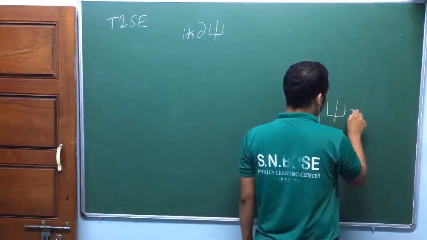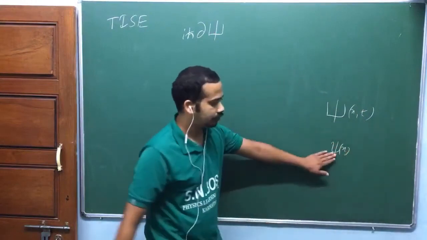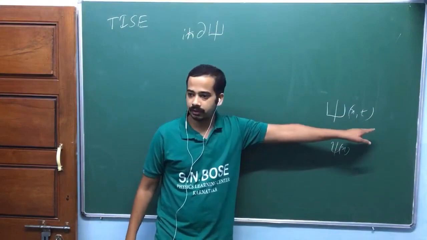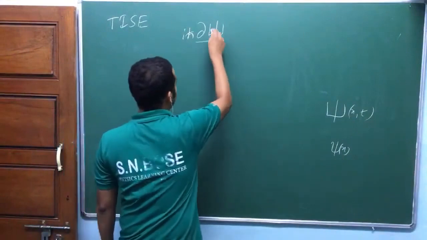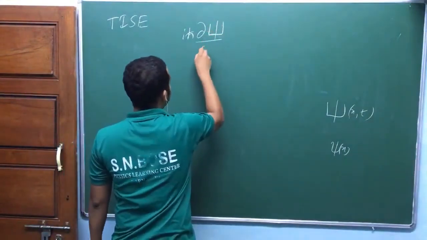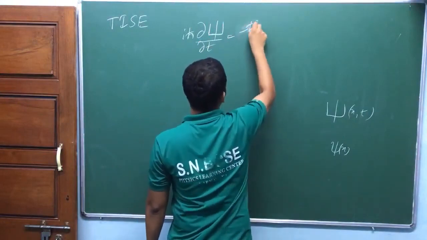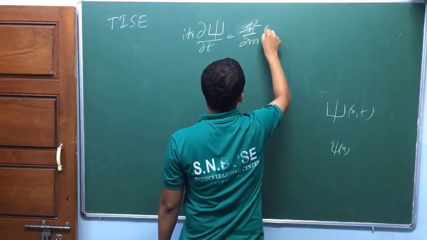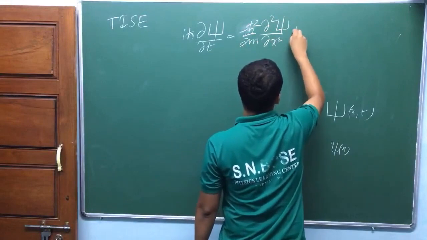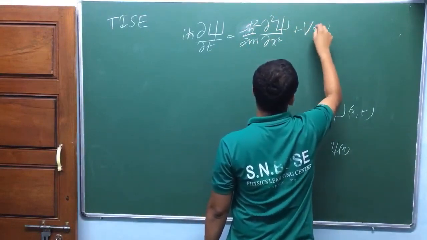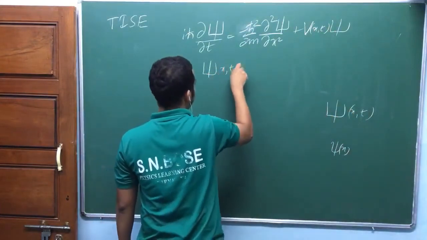This capital psi means psi of x comma t. Later we use a small psi of x alone. A single variable function, versus a two variable function, time as well as space. That's why I'll use another symbol for this kind of psi. So i h bar dou psi by dou t is equal to minus h bar square by 2m dou square by dou x square psi plus v of x comma t psi. Psi means a function of x and t.